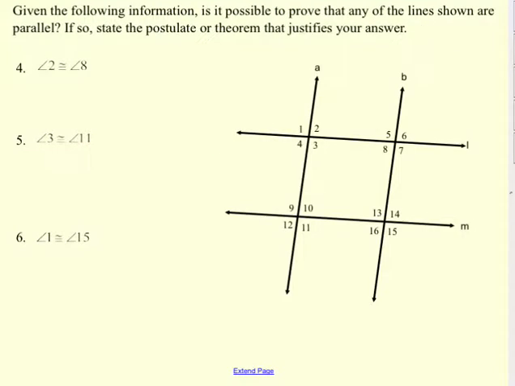Let's take a look at this next one. Given the following information, is it possible to prove that any of the lines shown are parallel?